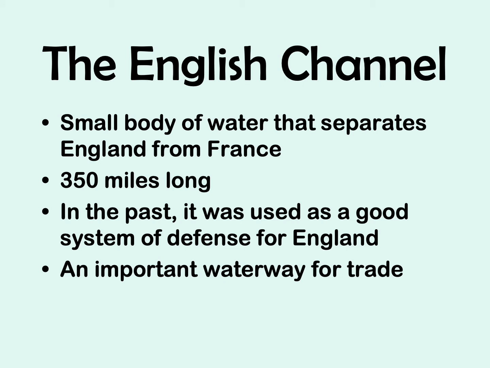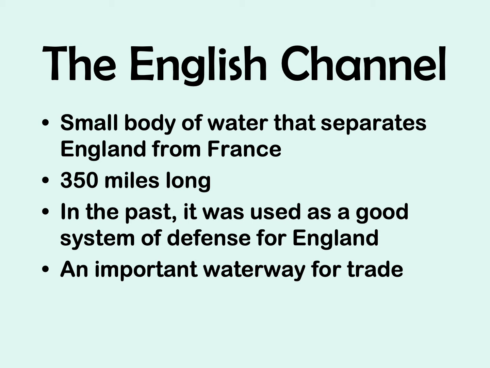Now the English Channel. It's a small body of water that separates England from France. So it separates the United Kingdom from France. It's 350 miles long, and in the past, it was used as a good system for defense for England, right? Because it's a natural barrier of water, it protects them from anyone coming in. It's harder to invade through water. So think of World War II. Remember when France was captured? The English Channel was a buffer so that they didn't also go to the United Kingdom. So it's an important waterway for trade.